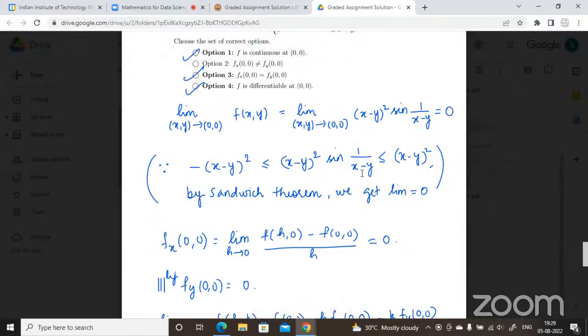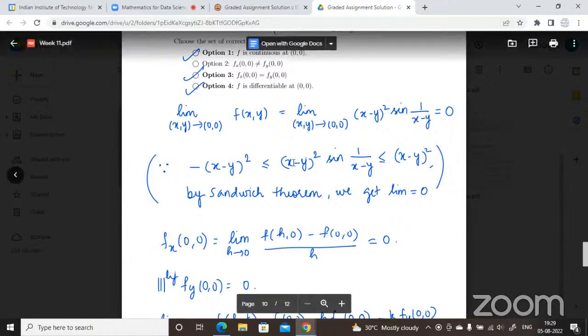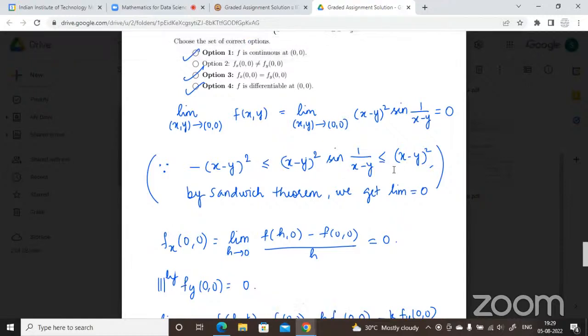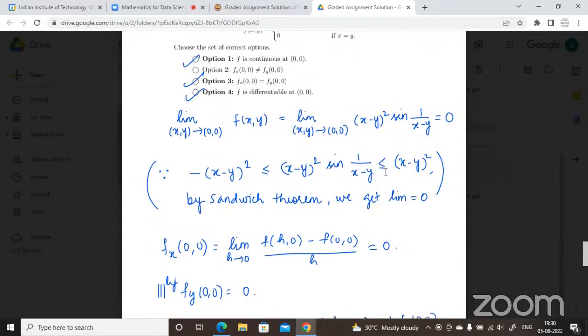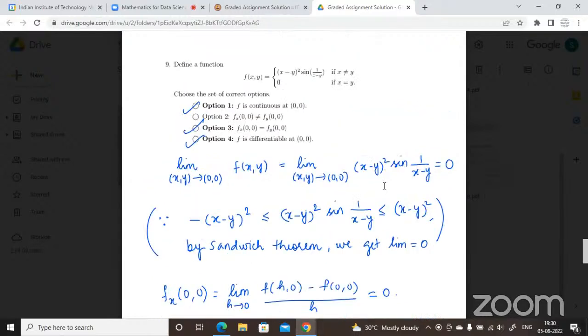The sine of any value lies between minus 1 and 1. Yes, that is what is written here. Suppose we don't use the sandwich theorem here. See the first line of the solution. You have written the limit as x, y goes to 0, 0 of x minus y squared times sine. The sine function varies from minus 1 to 1, right? Then x minus y squared goes to 0, and 0 multiplied by the sine function goes to 0. So why do we need the sandwich theorem here?